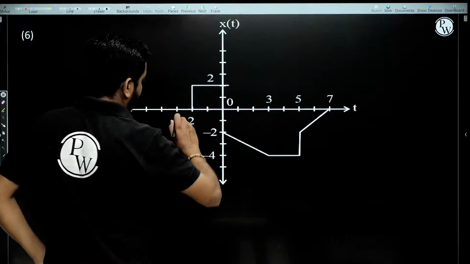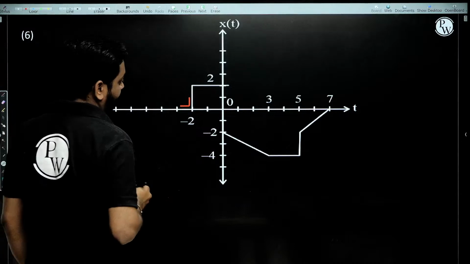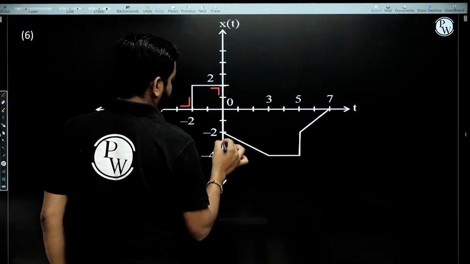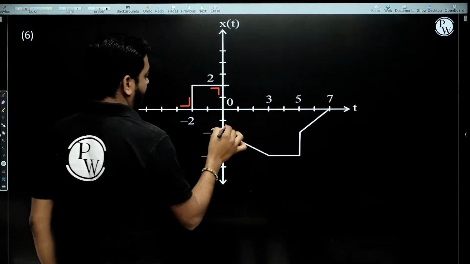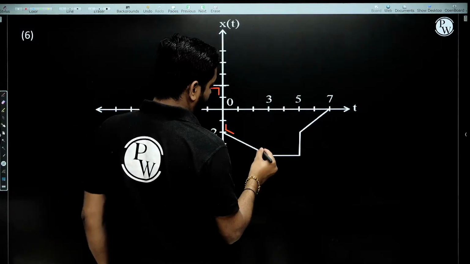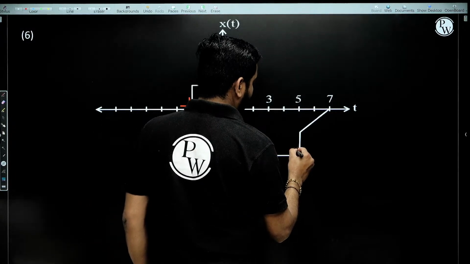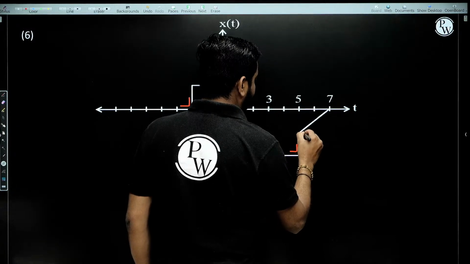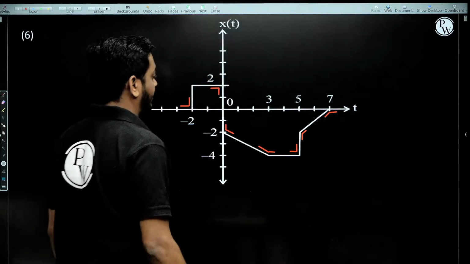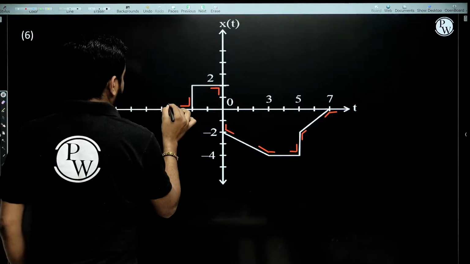At t equal to minus 2, only sudden change, correct? At t equal to 0, both, guys. You can see here the sudden change in amplitude as well as the linear change in amplitude. So ramp as well as step are present at t equal to 0, guys. Now at t equal to 3, only linear change. At t equal to 5, you can see sudden change in amplitude as well as linear change in amplitude. At t equal to 7, only linear change in amplitude. Now you have to find the value of slope. Here slope is 0, also slope.